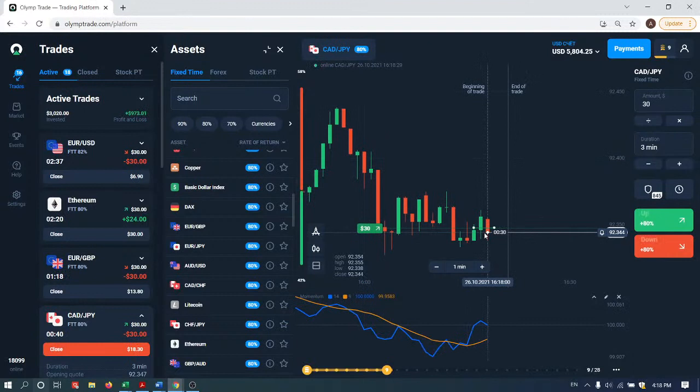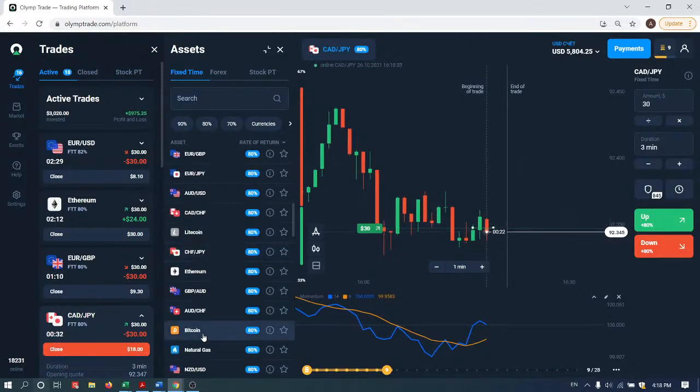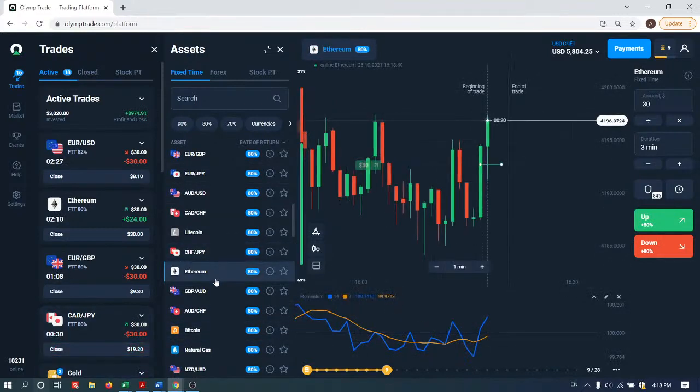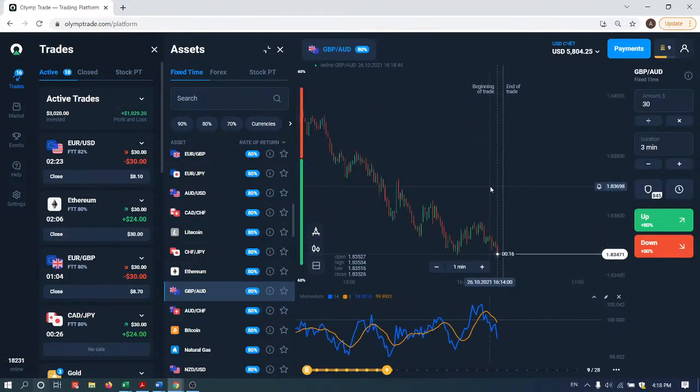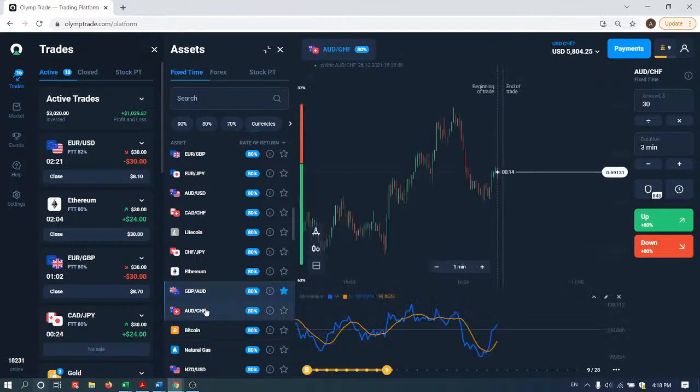So CAD JPY. Well, the upward signal was there. That's why I didn't hesitate and I opened the trade in the upwards direction, just as I was supposed to. So GBP AUD. All right. Let's give it a moment.